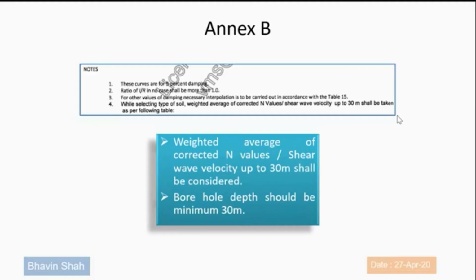If you refer to Annexure B of the code, it says that the weighted average of corrected N value or shear wave velocity up to 30 meters shall be considered. That means for classifying the soil type, whether it is soft soil or hard soil, N values or shear wave velocity up to 30 meters shall be considered. So we have to go for a minimum borehole depth of 30 meters across the site.